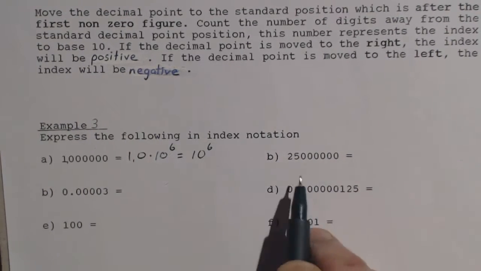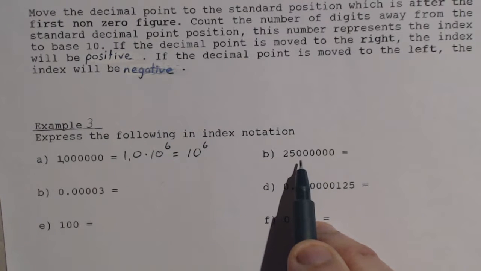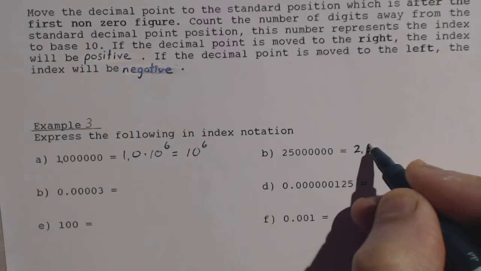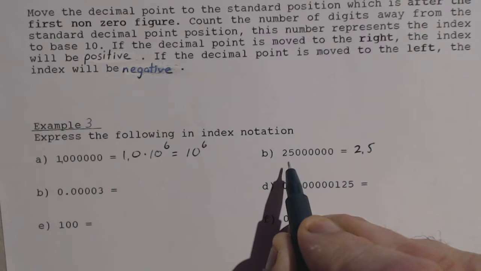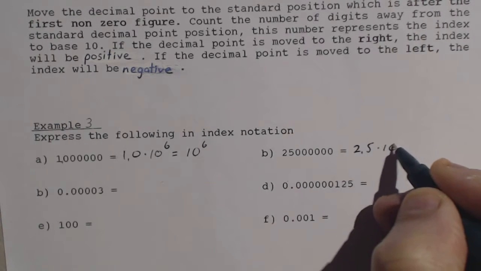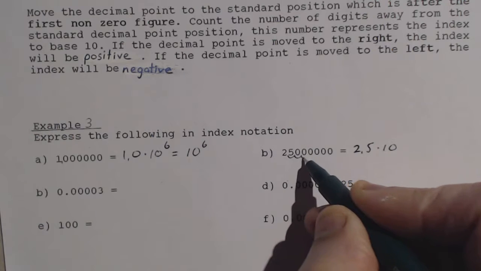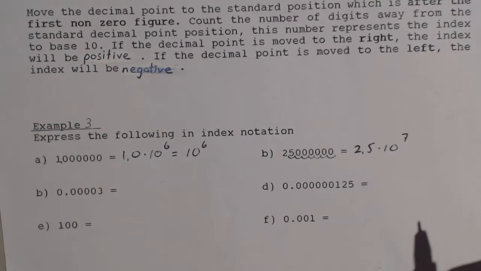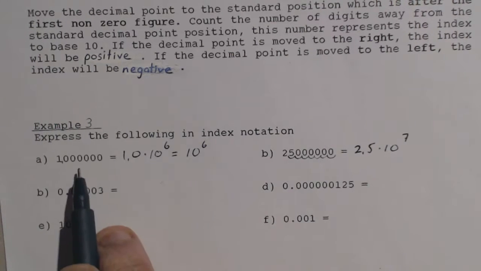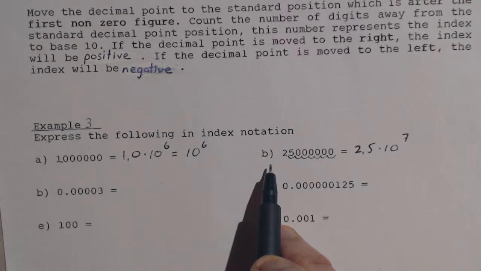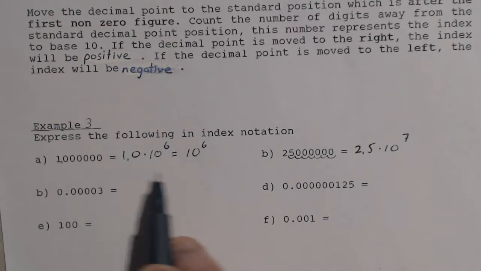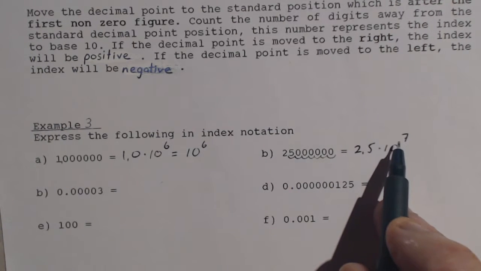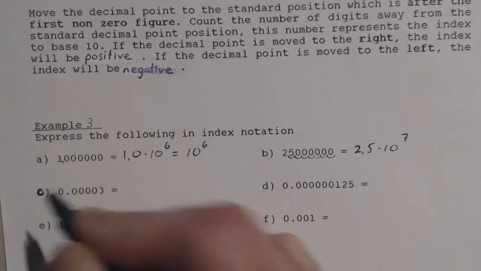Next one here, part B. Same thing. We write 2.5, so we put the decimal after the first non-zero figure, times 10, and now we count 1, 2, 3, 4, 5, 6, 7, so times 10 to the power of 7. As you can see in both cases, parts A and B, we moved the decimal point to the right, so of course we have a positive exponent, or index.